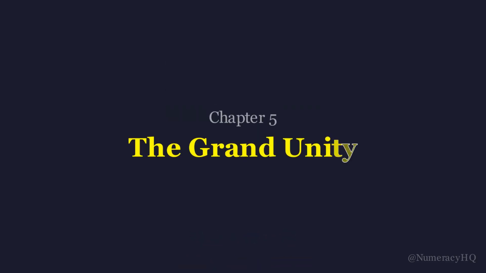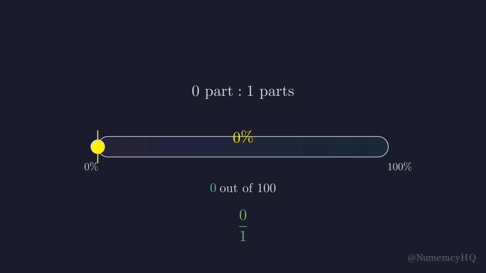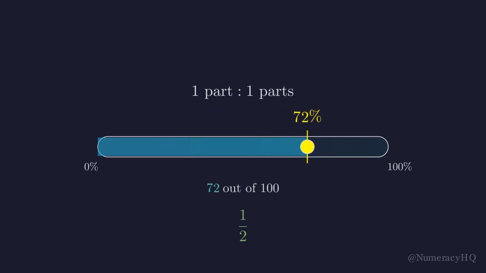Chapter 5. The Grand Unity. So let's return to the engine we built at the very start. 1 bar, 1 knob. As it slides from empty to full, the ratio, the fraction, and the percentage all move together, because they were never separate things. 25%, 1 part to 3. 50%, a perfect half, 1 to 1. 75%, 3 parts to 1, and all the way to 100. Every name describes the exact same point on the line.